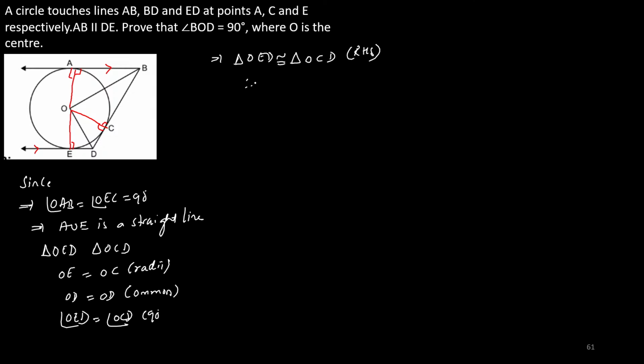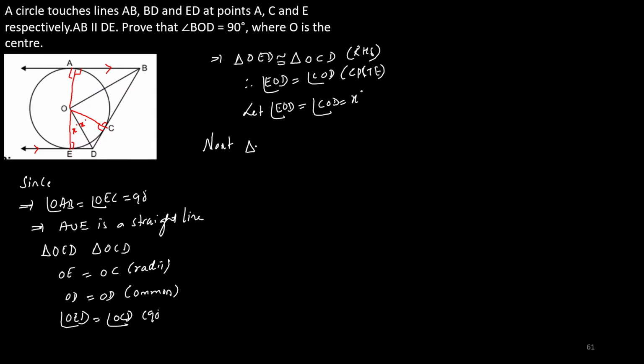So therefore I can say angle EOD is equal to angle COD, by CPCT. So I will write angle EOD is equal to angle COD is equal to x degrees. I will take this angle as x and this also as x. Similarly, I will prove the other side of the triangle.